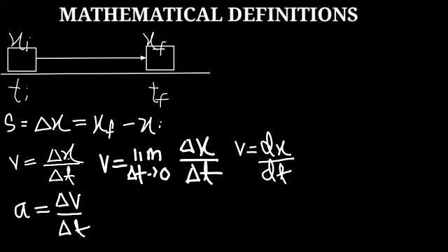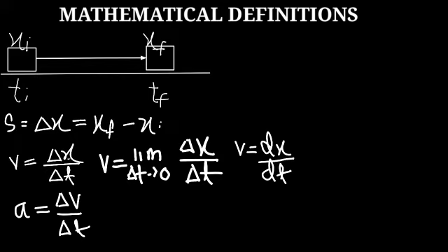If an object has an initial velocity vi at time ti and final velocity vf at time tf, then the average acceleration a_avg is equal to delta v by delta t. Acceleration is also a vector, and its sign tells us the direction of the average acceleration.